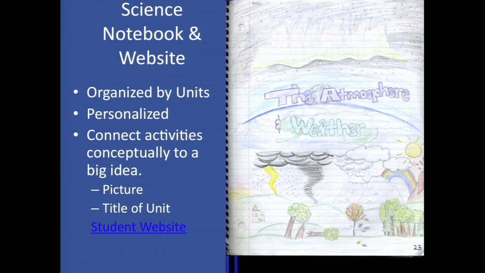The website I set up by unit tabs, and in their notebooks, as we introduce a new unit, they create a unit cover page, and then all of our activities go behind that. So both are organized by units. They're both personalized. The kids do some artwork in them, even online. You can choose your own fonts and themes. And then they connect to activities conceptually. Both the website and the notebook have those conceptual tie-ins to the big idea.